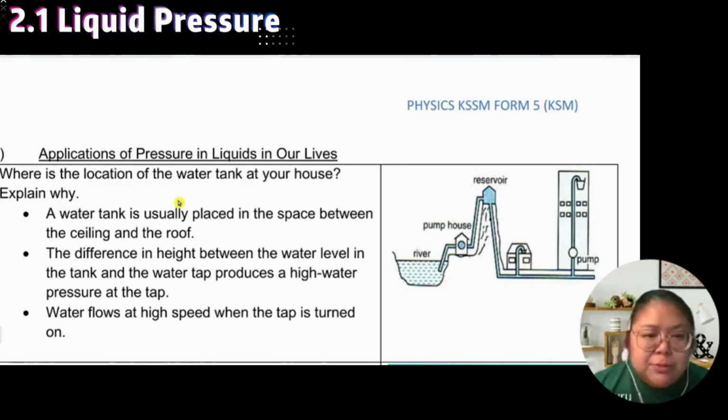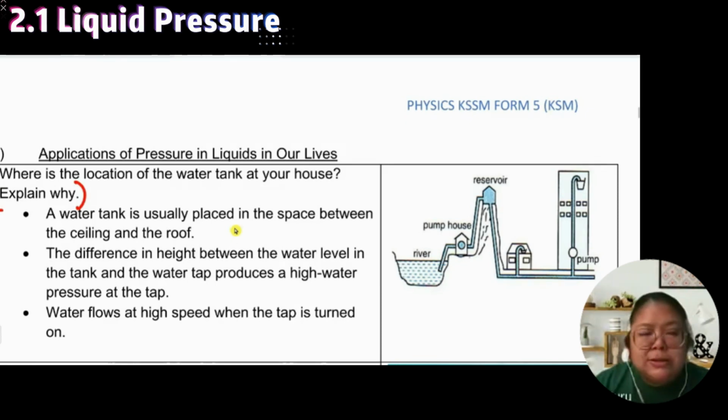We never put it at the bottom, is it? So we put it at the top. Normally it's at the roof there. Okay, explain why. This one can become one of the broad questions. They just show you one of the diagrams. They ask you, why do you want to put your water tank at the top, at the roof there? So you need to explain.